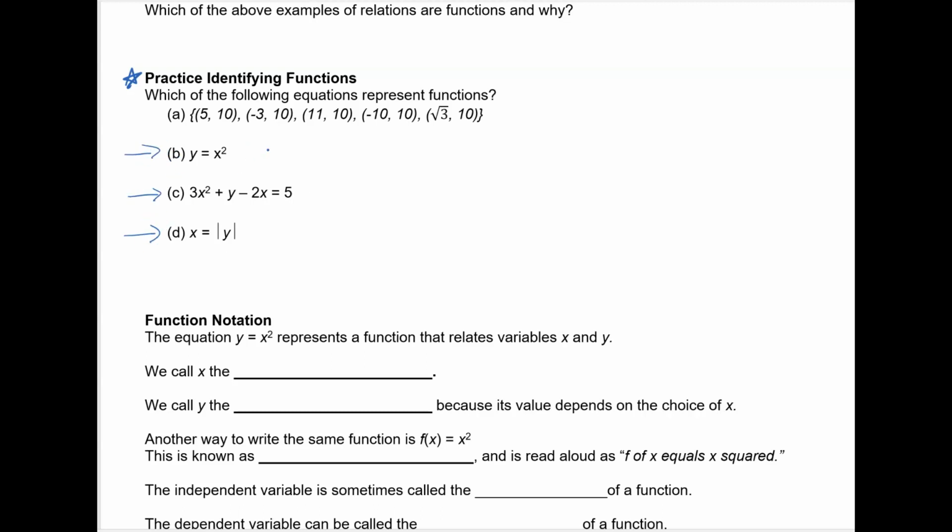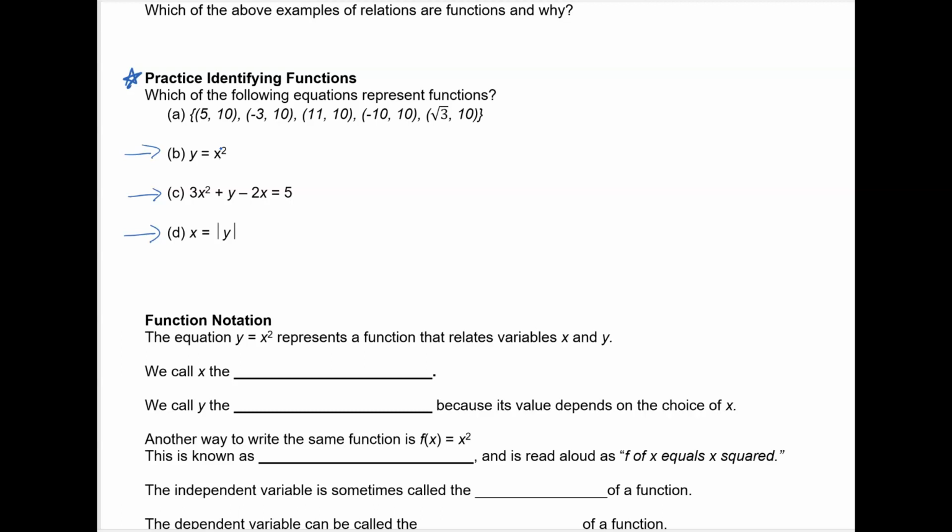You can graph them and look at a picture, and I'll show you how we can identify parts of a picture that help us decide if it's a function or not. Or you can just look at the equation and ask yourself, is it possible for me to plug in an x and have two different y values just by the nature of what the equation is doing with those variables?